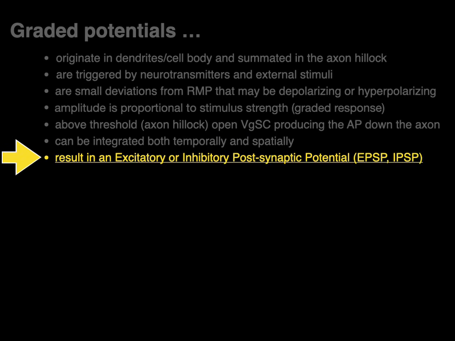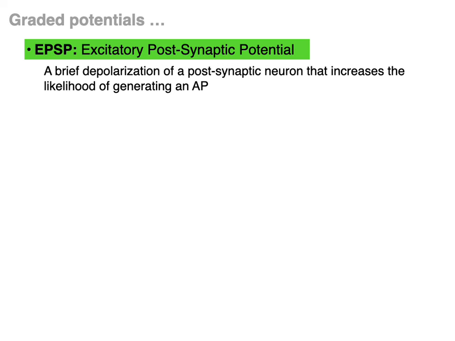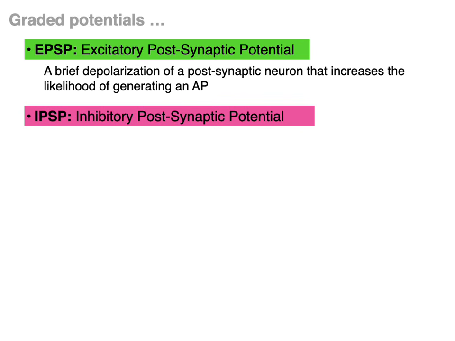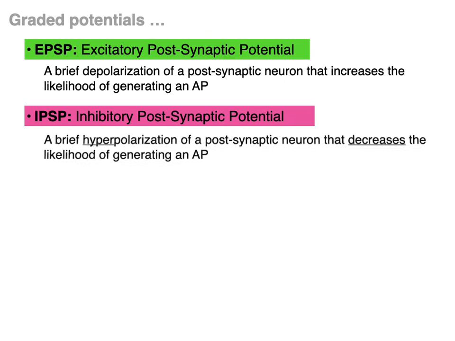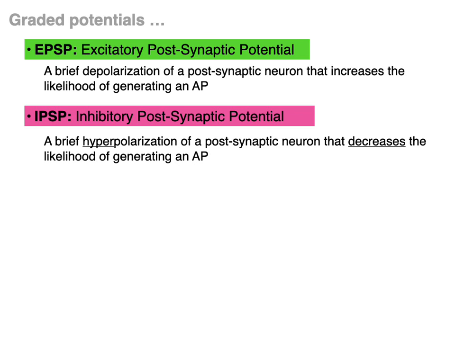Now, graded potentials result in an excitatory or inhibitory postsynaptic potential. I recognize I've talked about this again, but I want to hit this a little bit more. An excitatory postsynaptic potential, EPSP, is a brief depolarization of a postsynaptic neuron that increases the likelihood of generating an action potential. Now, in contrast, an IPSP, an inhibitory postsynaptic potential, is a brief hyperpolarization of a postsynaptic neuron that decreases the likelihood of generating an action potential.